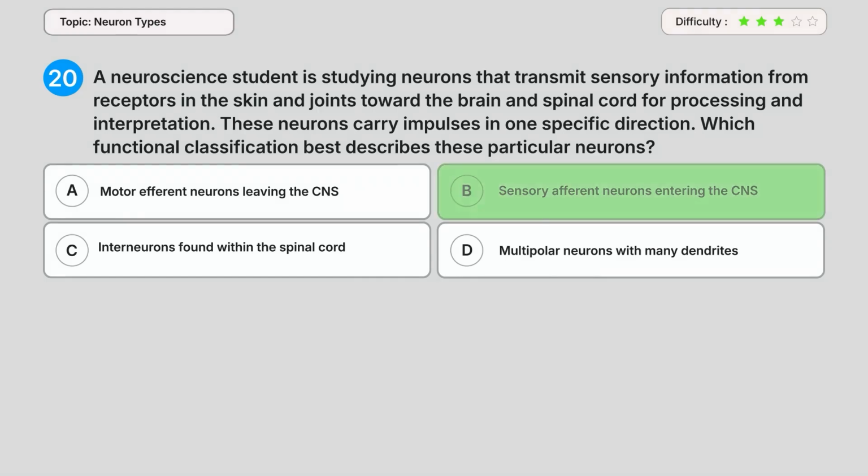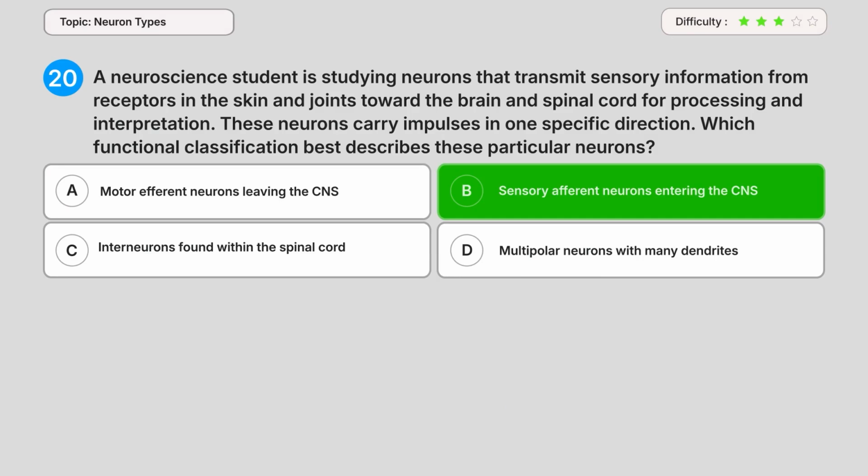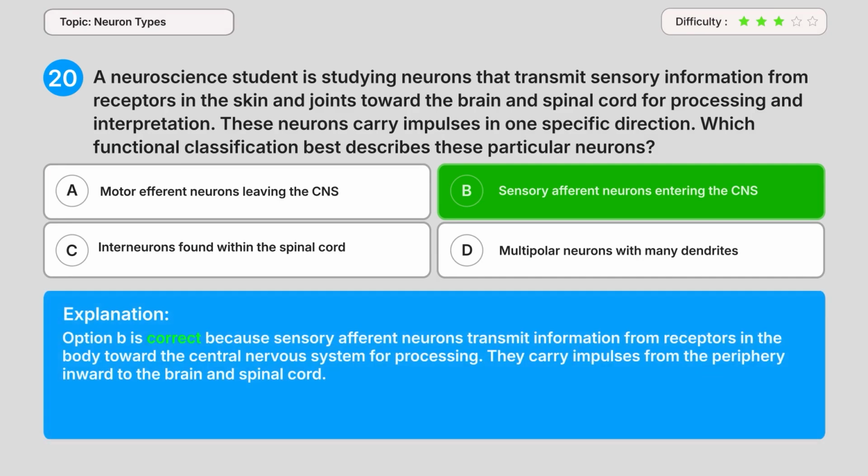Correct answer, B. Sensory afferent neurons entering the central nervous system. Explanation. Option B is correct because sensory afferent neurons transmit information from receptors in the body toward the central nervous system for processing. They carry impulses from the periphery inward to the brain and spinal cord.